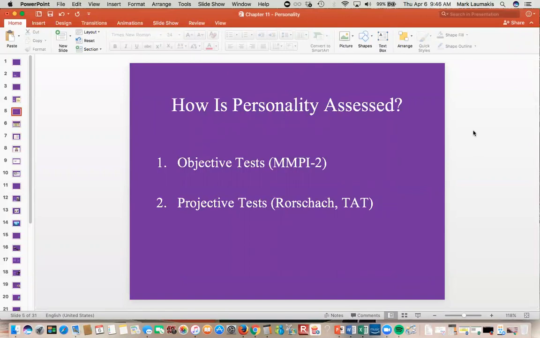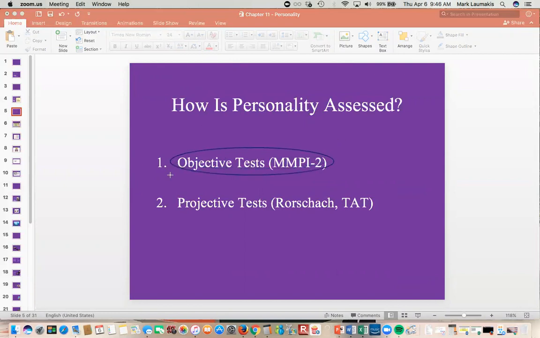Let me stop there for a second. Any questions about this first approach to assessing personality? Objective testing.